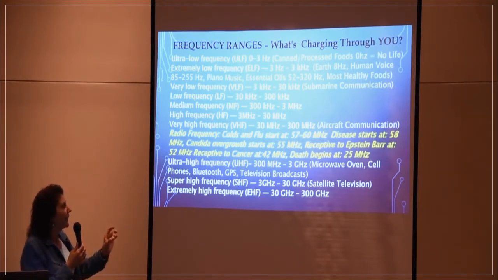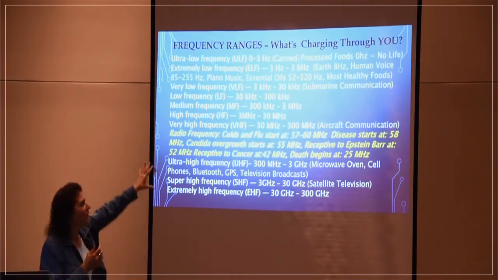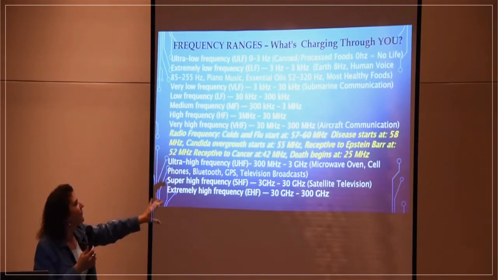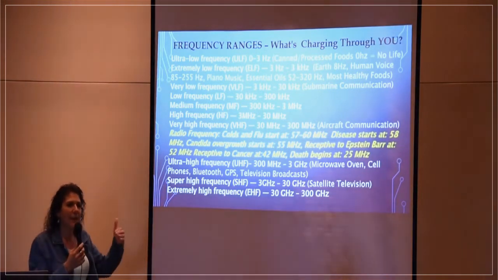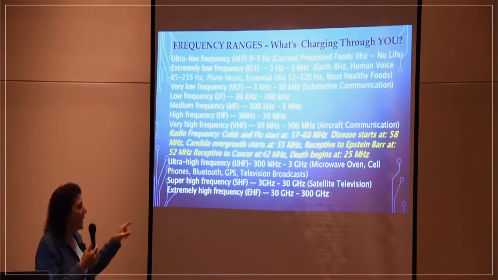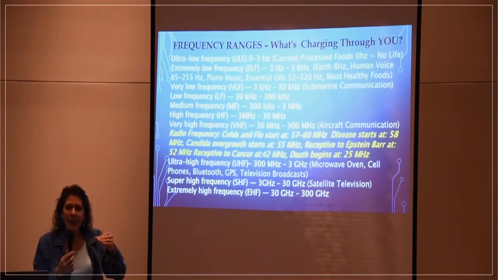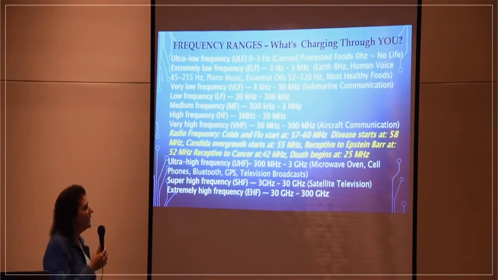Now, it's really important for us to understand that the higher the frequency we get, the harder it is on our cells. We need to maintain a low frequency. That's where the human body resonates really healthy. But if we look at where radio frequencies come in, we see that right in that radio frequency range is where colds and flus start at 57 megahertz. Disease starts at 58, candida overgrowth at 55, Epstein-Barr. So we have a lot of illness that comes the higher our overall frequency of different parts.